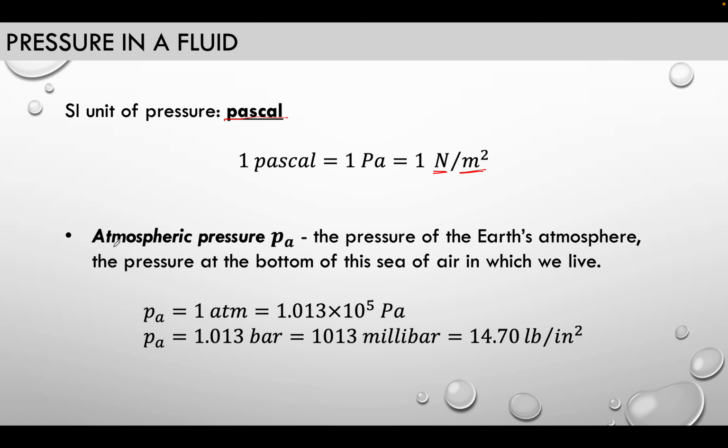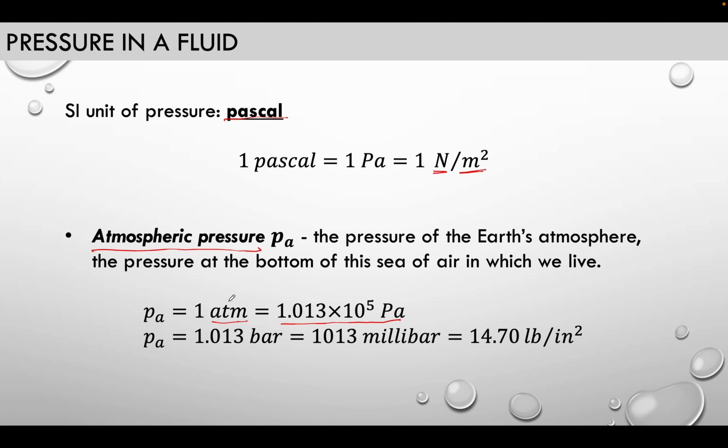But usually, for pressure, we will be using atmospheric pressure, or the pressure of the Earth's atmosphere, the pressure at the bottom of the sea and of the air in which we live. So for the atmospheric pressure, we will be using mostly ATM. So ATM is the atmospheric pressure or atmosphere. 1 ATM or 1 atmosphere is equal to 1.013 times 10 to the power of positive 5 pascals. So again, 1 ATM is equal to 1.013 times 10 to the power of positive 5 pascals.